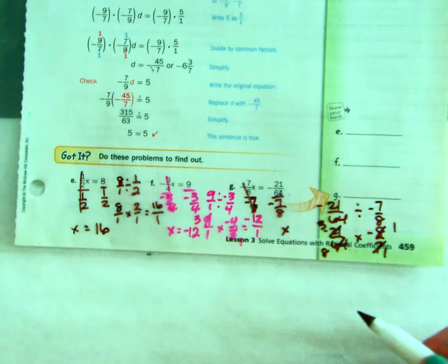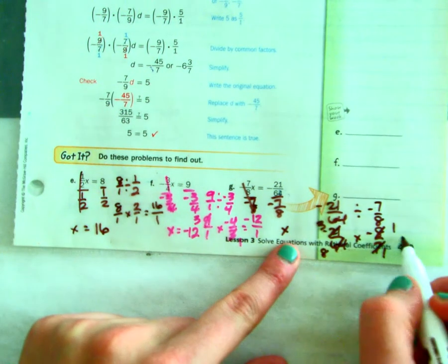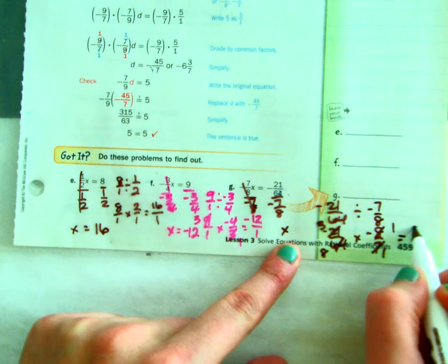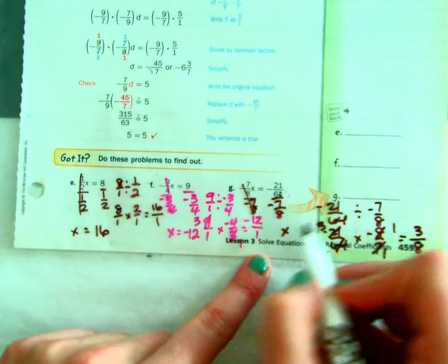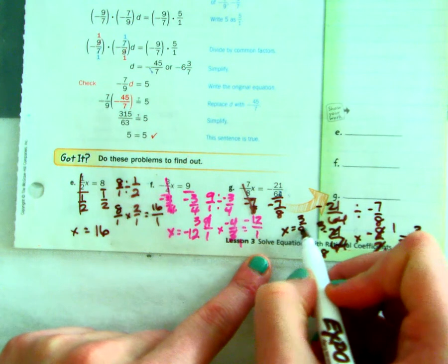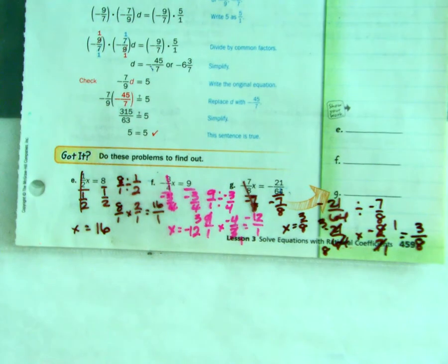Okay, so now I'm going to multiply. Negative 3 times negative 1 is 3. 8 times 1 is 8. So I would have x equals 3/8. And I cannot simplify my 3/8 any further because nothing goes into 3 that goes into 8 besides 1.